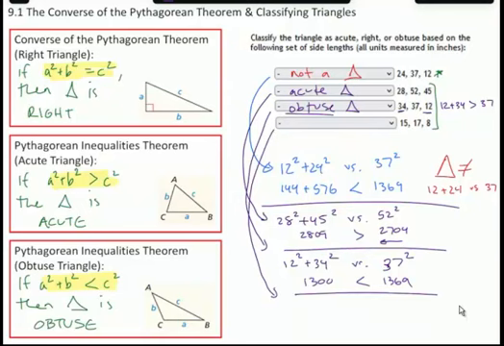The final question here, look at the two smaller sides. 8 squared plus 15 squared versus 17 squared. When we do our comparison, we get 8 squared plus 15 squared is 289. 17 squared is also 289. When they are equal, that means you have a right triangle. Okay, so that's the last type of question that you're going to see here in this first set of homework.